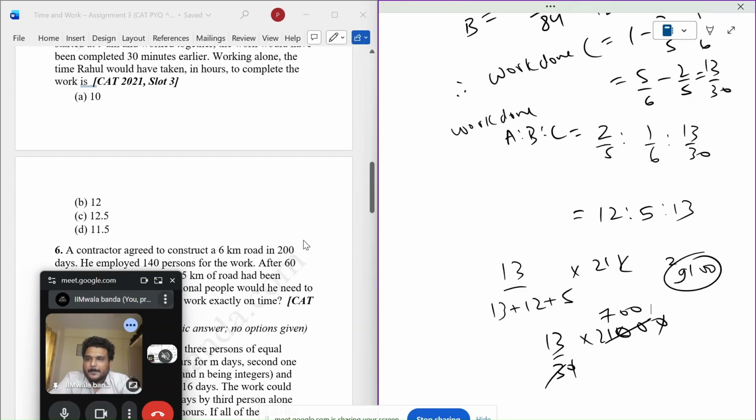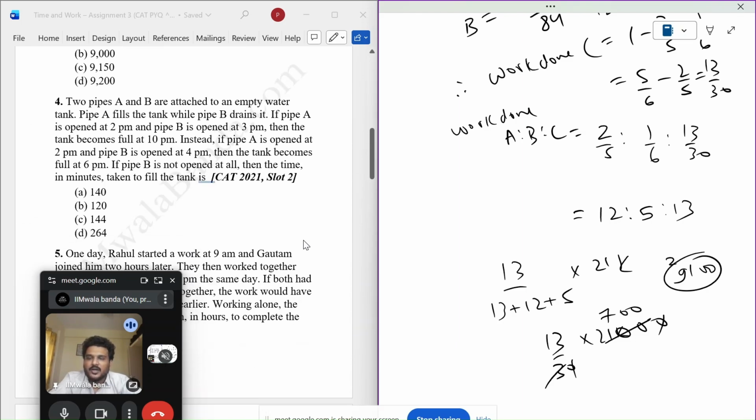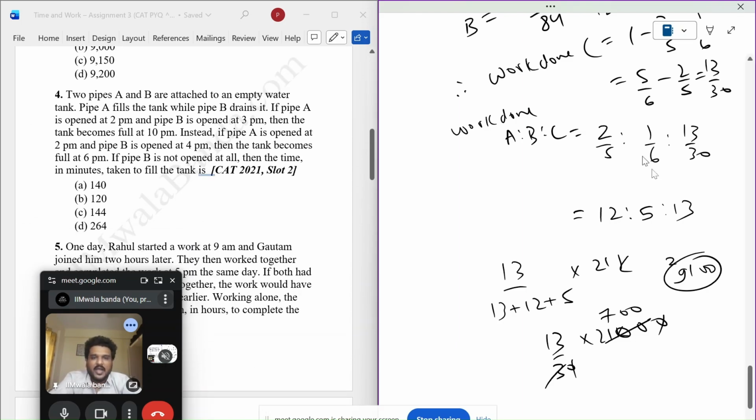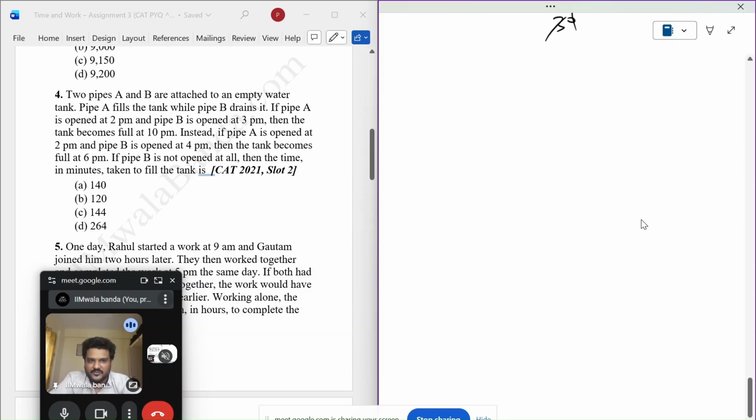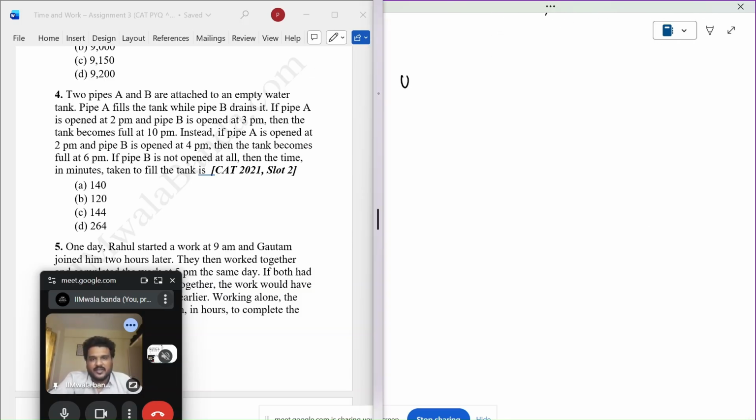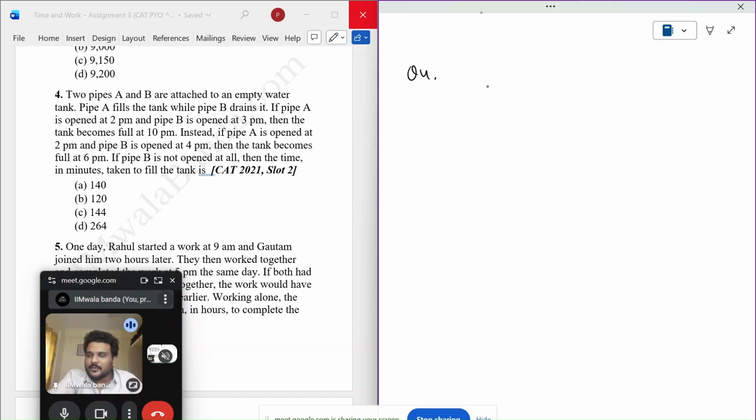Correct. So you see how the question is framed. You can get into the calculation of C and waste time. So always know that if you're getting stuck, ask whether you can think of the problem in a different way. Let's go to question number 4.